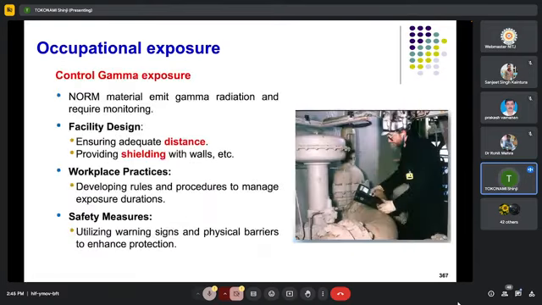Control gamma exposure. NORM materials emit gamma radiation and require monitoring. Facility designs ensuring adequate distance, providing shielding with walls, and so on. Workplace practices, developing rules and procedures to manage exposure durations. Safety measures, utilizing warning signs and physical barriers to enhance protection.